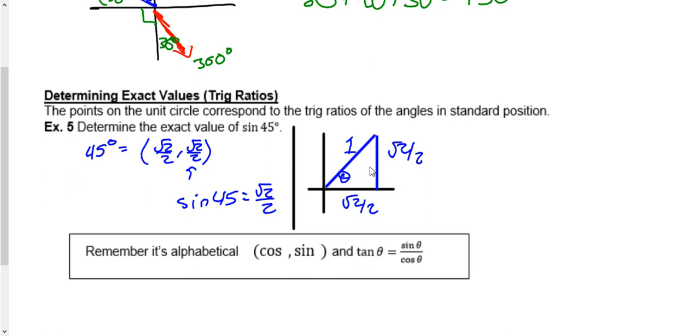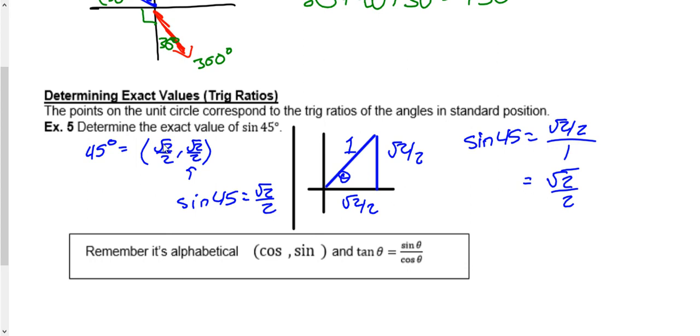So sine, which uses your opposite over hypotenuse, so sine 45 uses opposite, which is root 2 over 2. That's going to be divided by 1 because that's opposite over hypotenuse, which is still the same answer of root 2 over 2. There you go. So we have two different ways to get to this exact same answer.